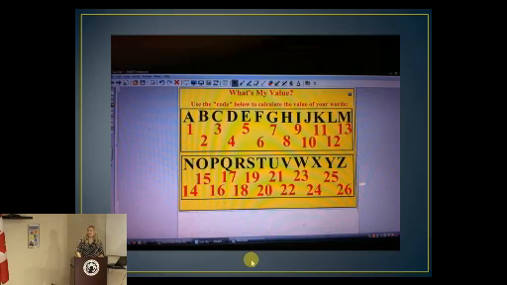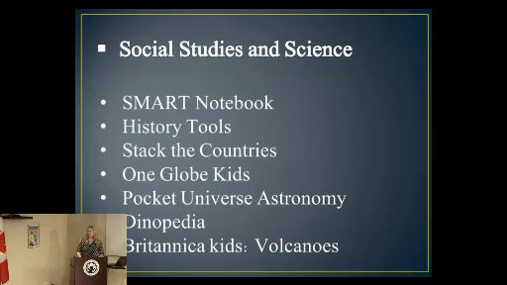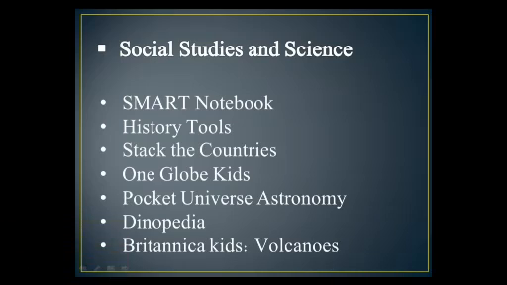For social studies and science, I use Smart Notebook a lot. There is a gallery of items that people have posted there that you can look and research and find, and there's all kinds of images and activities that students like to do on the Smartboard. History Tools is a great site. Stack the Countries, One Globe Kids, these are all sites and apps that are free.